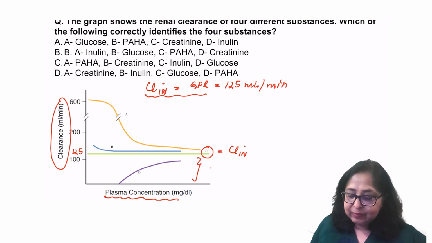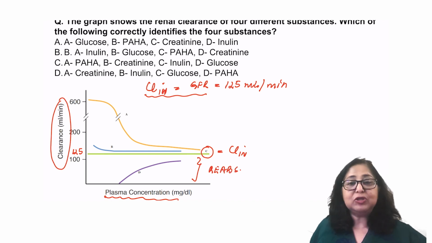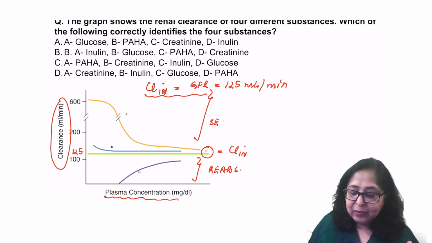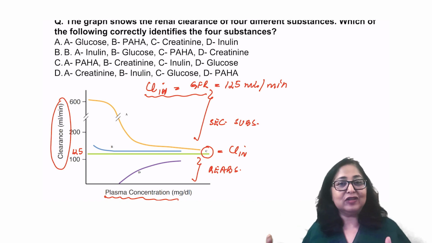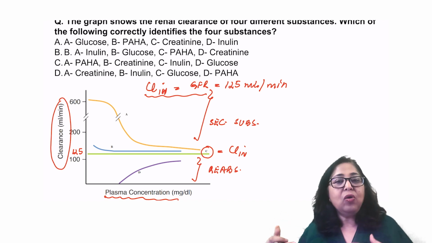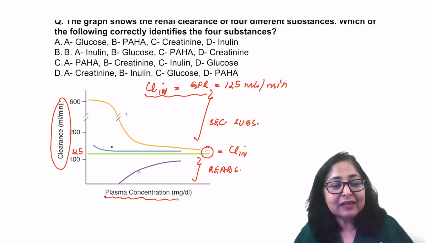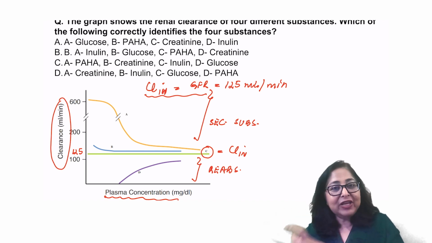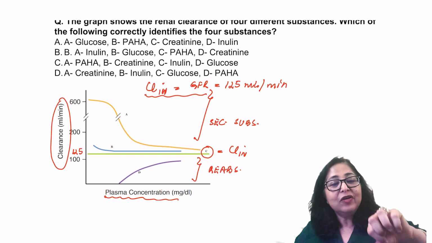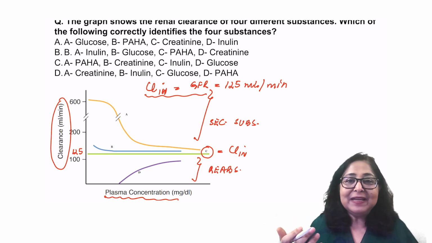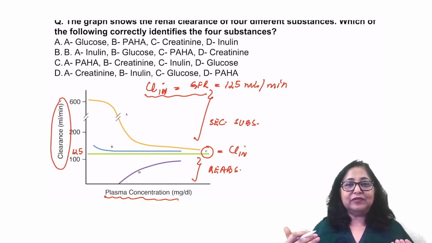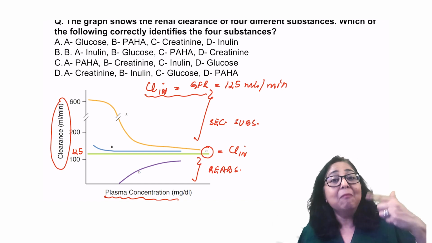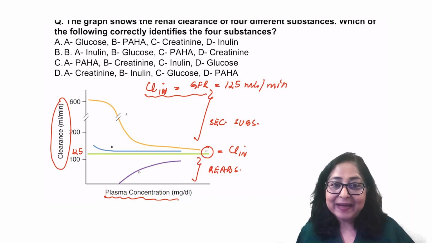Now, all reabsorbed substances will have a clearance which is less than the clearance of inulin, and all secreted substances will have a clearance which is more than the clearance of inulin. Why will all reabsorbed substances have a clearance less than the clearance of inulin? Because reabsorption means re-entering into the plasma. So, volume of plasma free of that substance in unit time will start reducing. And similarly, secretion means from the plasma into the tubular fluid. So, volume of plasma free of that substance in unit time will now be more than the clearance of inulin.